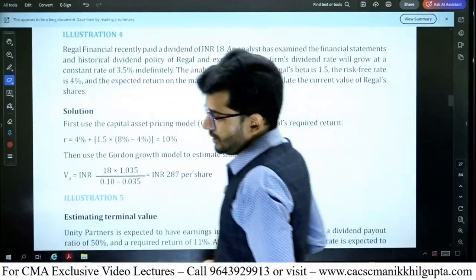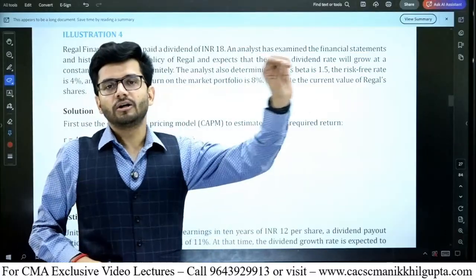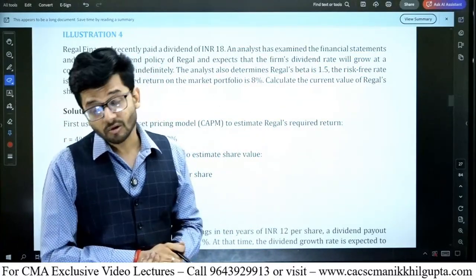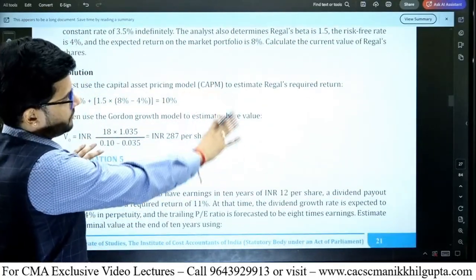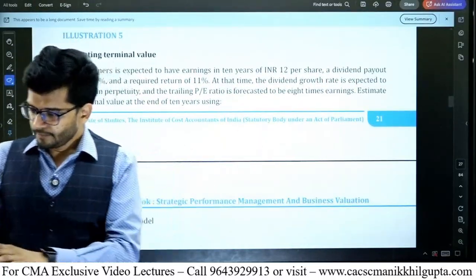Okay, so got it. Illustration number 4. Yes, a very easy and straightforward question. Simple Gordon's model is required to be applied over here. We have studied the Gordon model in great detail in the class also, guys. A very straightforward and easy formula. I don't think you will face any problem in doing this particular question. If you face any problem, then of course I'm always there.